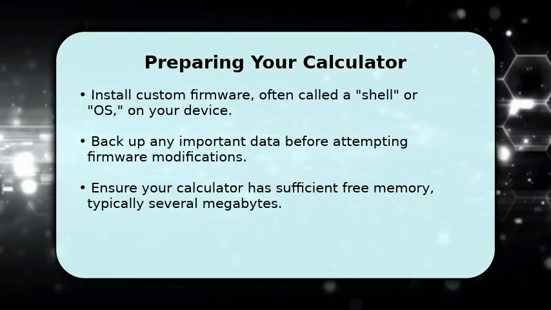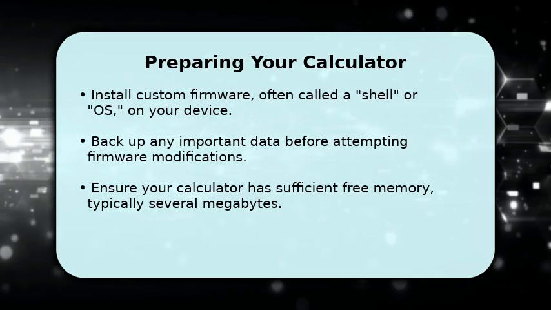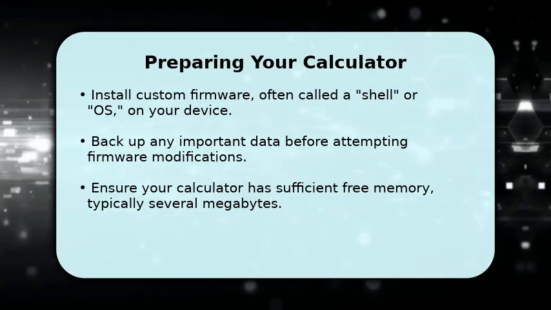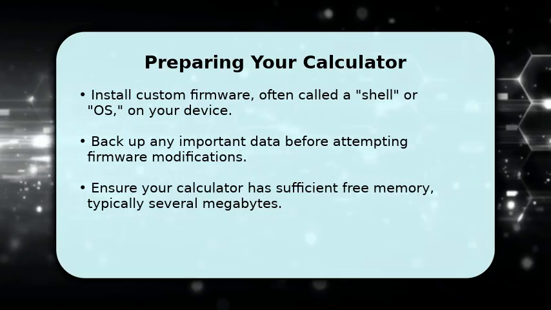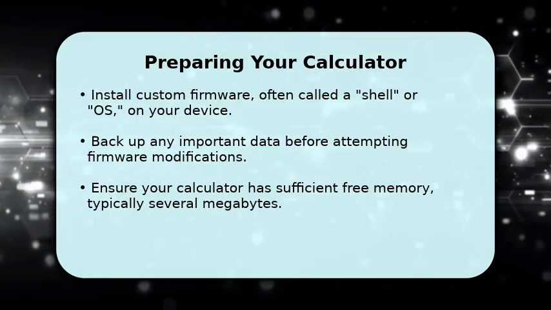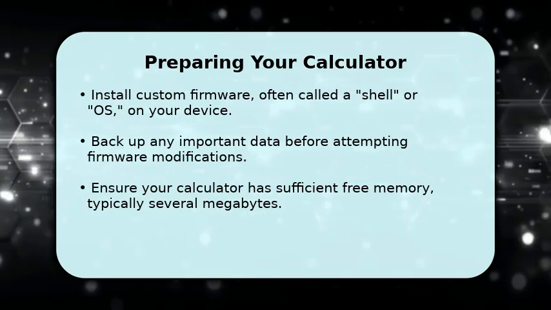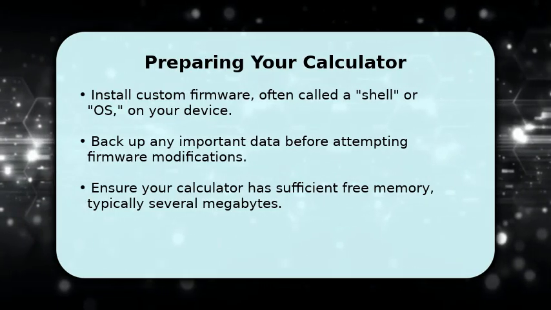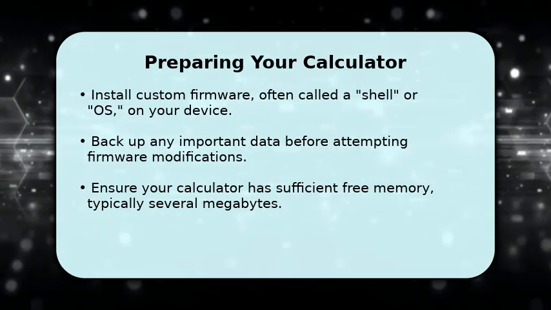To begin, you must install custom firmware, often referred to as a shell or alternative operating system, onto your calculator. Before proceeding, always back up any important data to prevent loss. Ensure your device has sufficient free memory, typically several megabytes, to accommodate the game files. Finally, connect your calculator to your computer using the appropriate USB cable, preparing it for the next step.